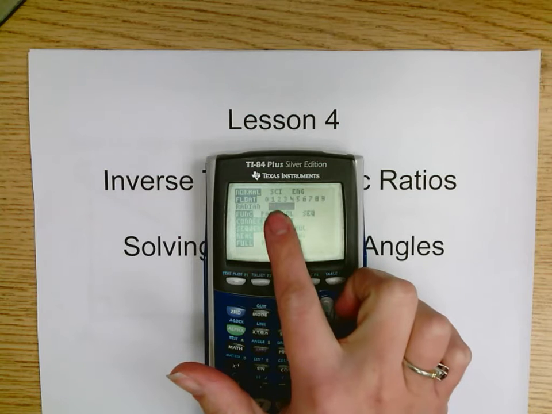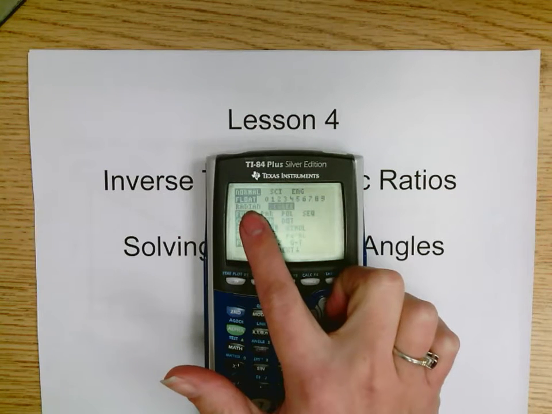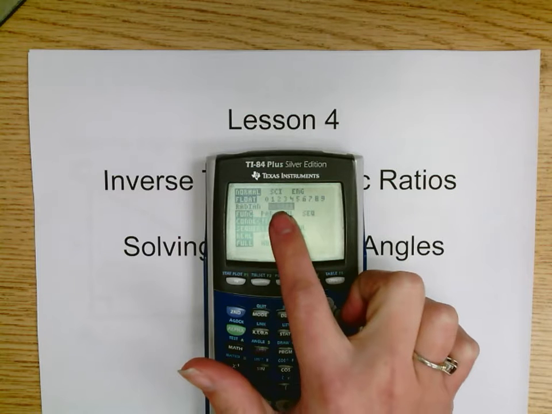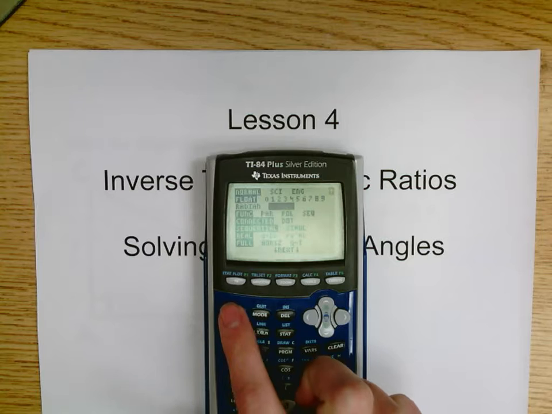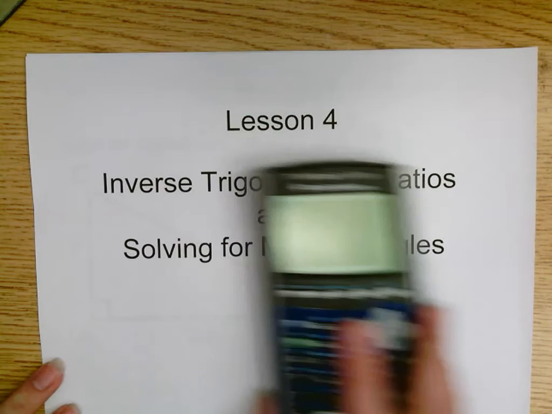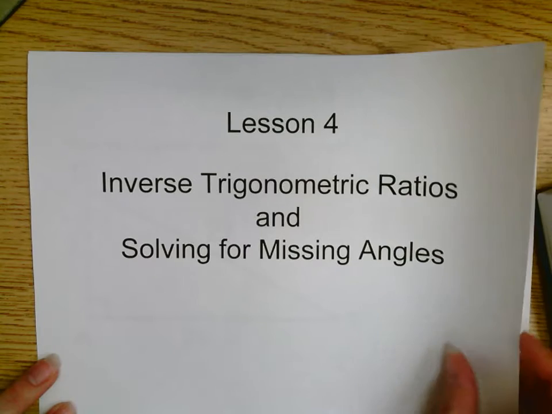mode. In Algebra 2, you'll learn about radians. Radians are just a different way to measure the size of an angle. So you need to make sure your calculator is in degree mode right now. Alright, so we're going to look at inverse trigonometric ratios. That's going to use the calculator, and then we're going to also solve for missing angles.